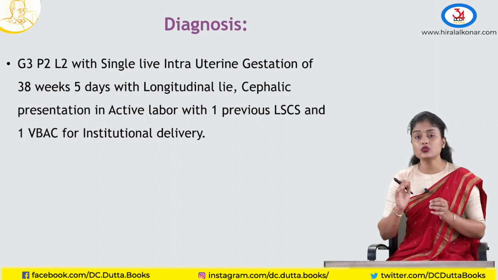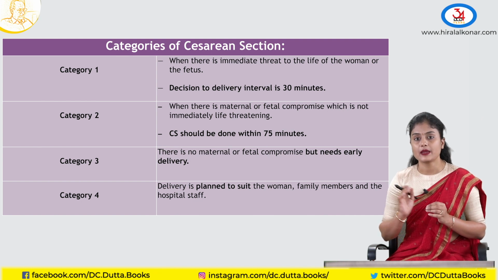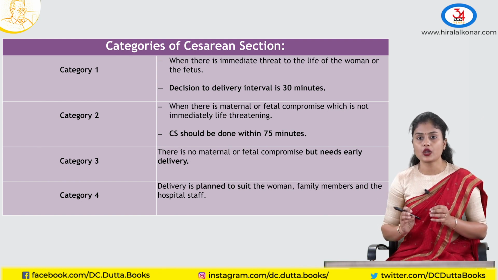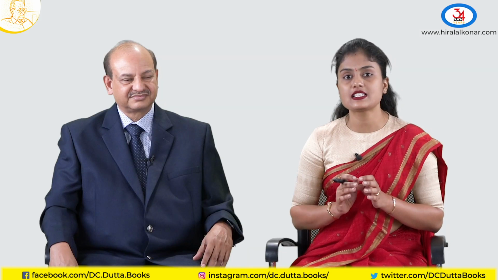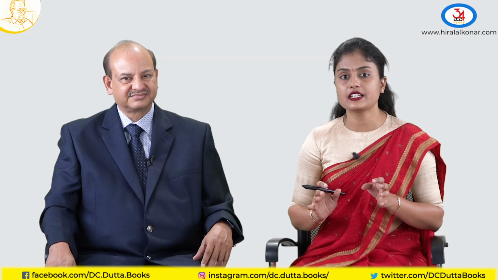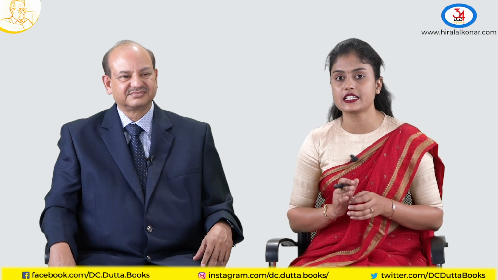Coming to the fourth category, emergencies, emergency Caesarean like cord prolapse and abruptio placentae. These are emergency indications for Caesarean section. And lastly, coming to the final category, Caesarean delivery on maternal request, that is CDMR.